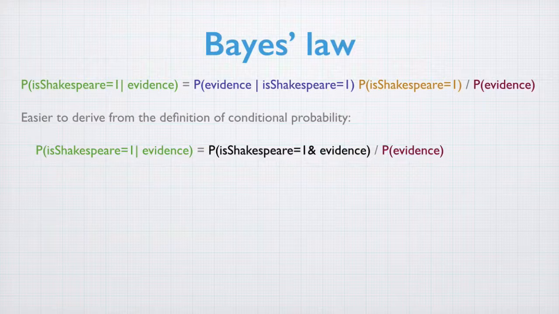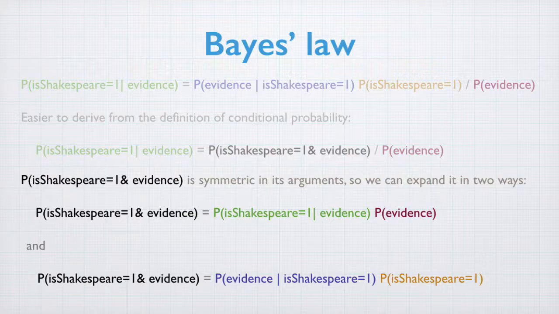It is easier to derive Bayes' law from the definition of conditional probability. The conditional probability that a document was authored by Shakespeare given the document evidence is the probability that the document was authored by Shakespeare and it had the evidence, divided by the probability of having the evidence. All probabilities here are under possible redraws of documents from some fixed population.